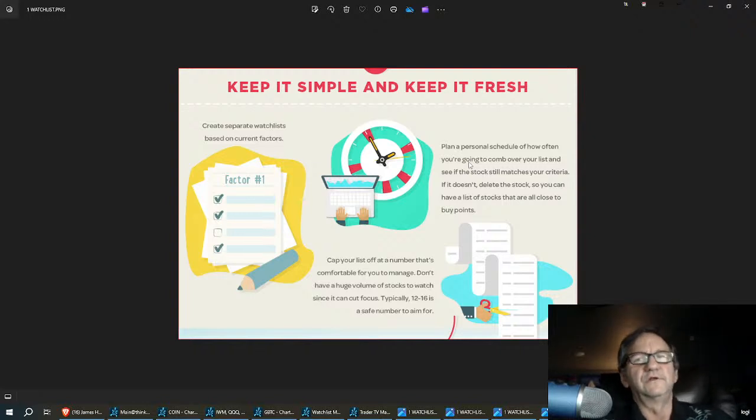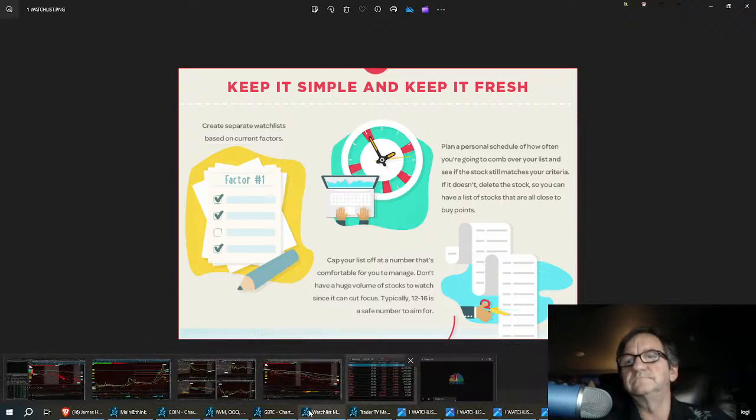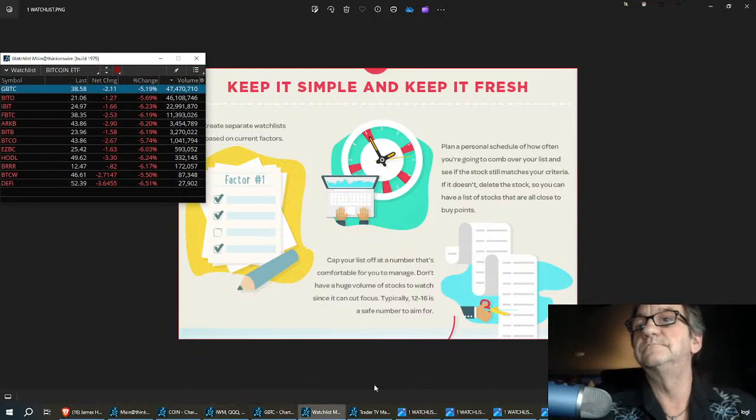I don't want to overfeed my brain. I want to make it real simple. So cap that list to 12 to 16 stocks. Start off big, maybe put 25, 30 on it. I got one right here. Let me see. Where's that big thing? That's my Bitcoin ETF one.